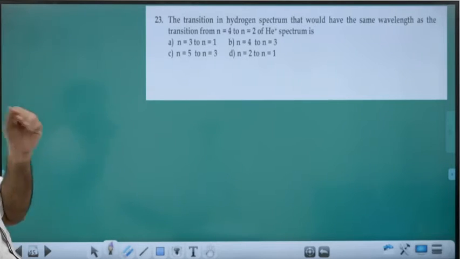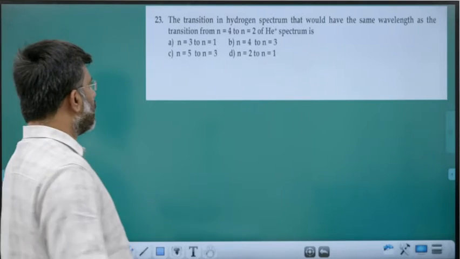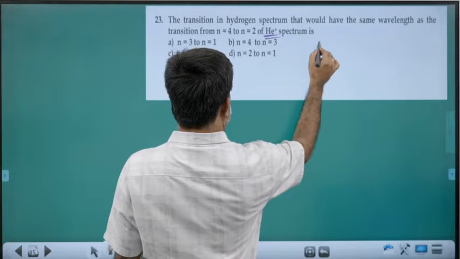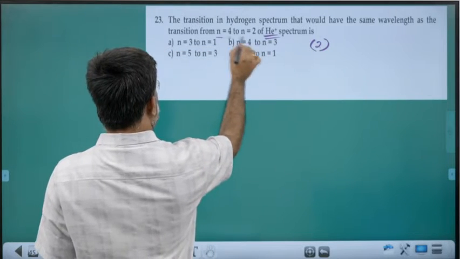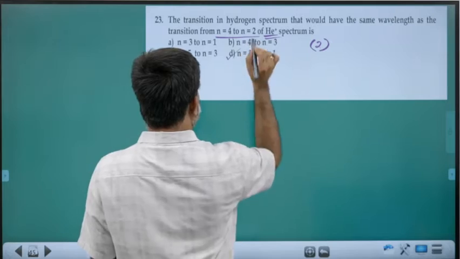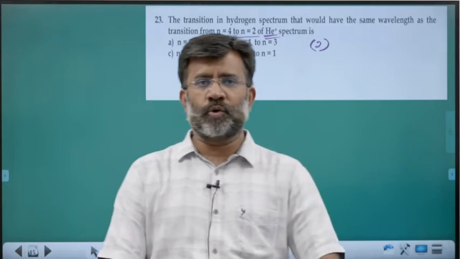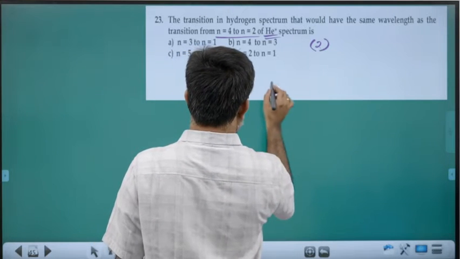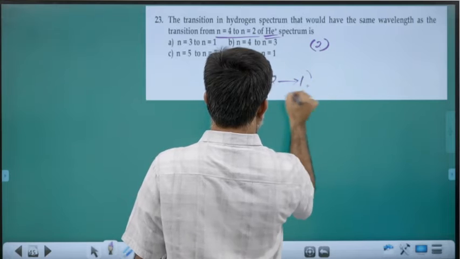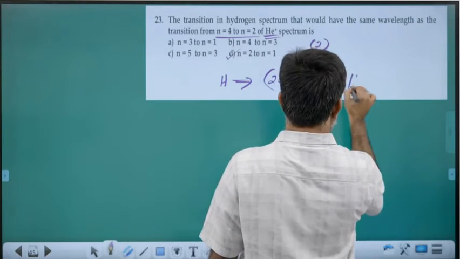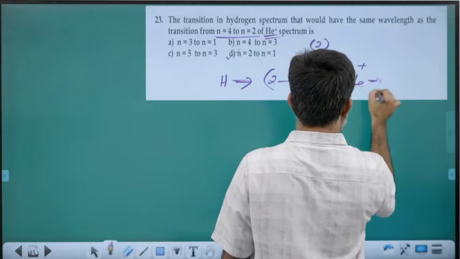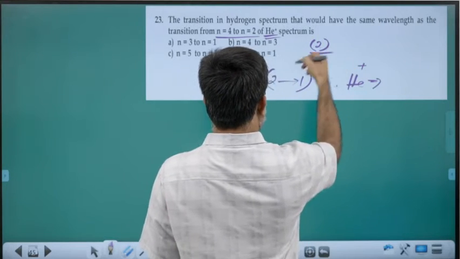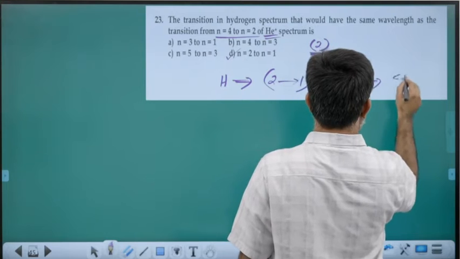Transition in hydrogen spectrum that would have the same wavelength as transition from n equal to 4 to n equal to 2 in helium. In helium 4 to 2. Helium atomic number 2. In helium 4 to 2, hydrogen it will be 2 to 1. Hydrogen transition 2 to 1. You see, for hydrogen, it's a very simple shortcut. For hydrogen 2 to 1 transition. Therefore, helium plus transition will be 2 times of this. You multiply atomic number with this transition. So it will be 4 to 2 transition.